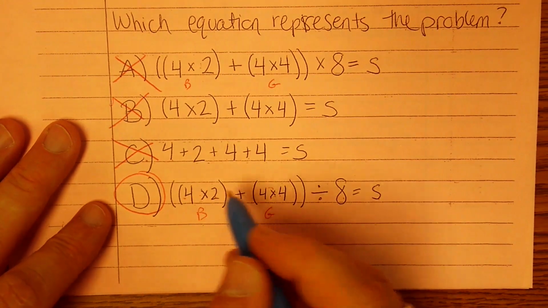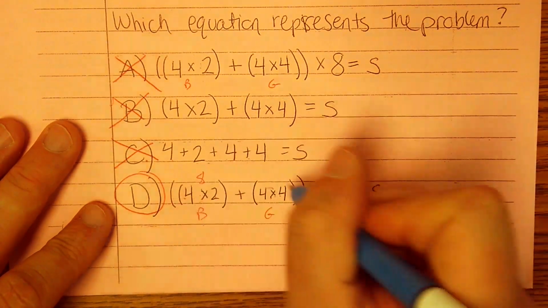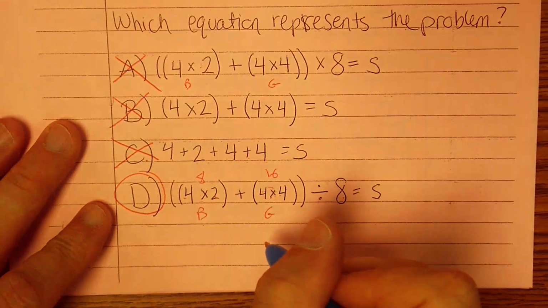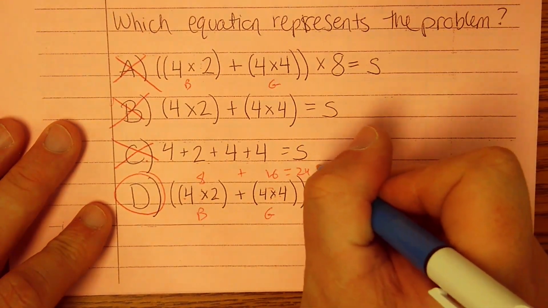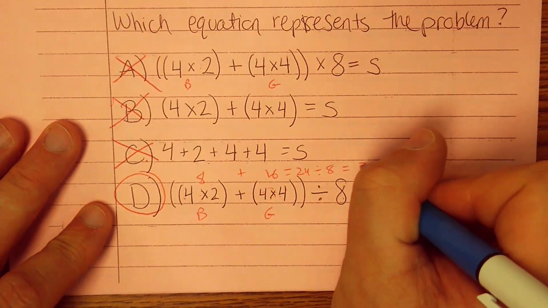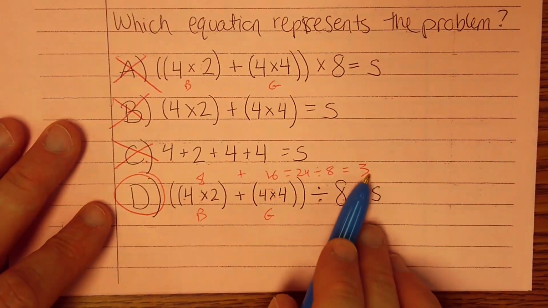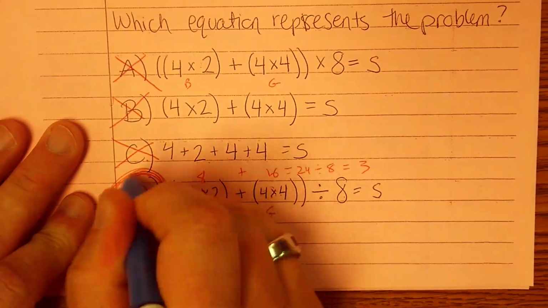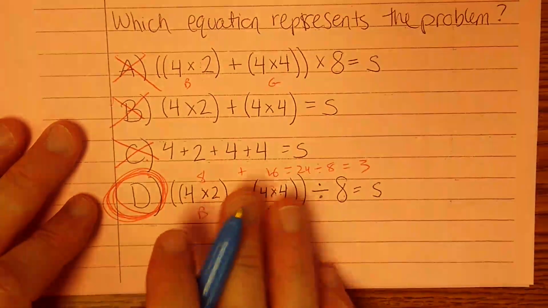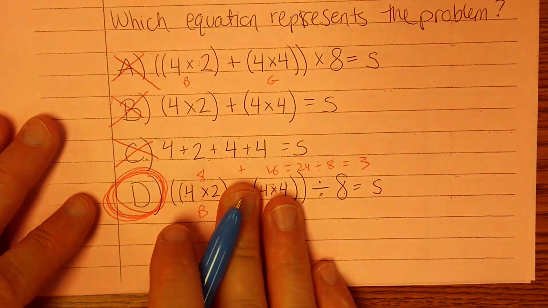4 times 2 is what? 8. 4 times 4 is 16. If you add them together, you get 24, and then it says to divide it by 8, you get 3. Yeah, that's exactly what we got, was 3 for our answer, and that is our solution. Kind of a big one because it's multi-step, but it's good brain power working on there.